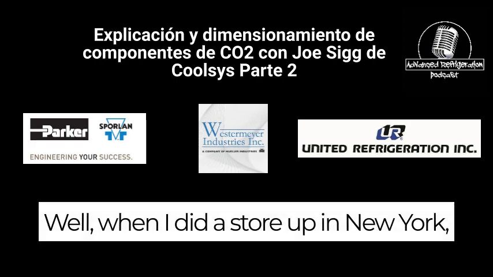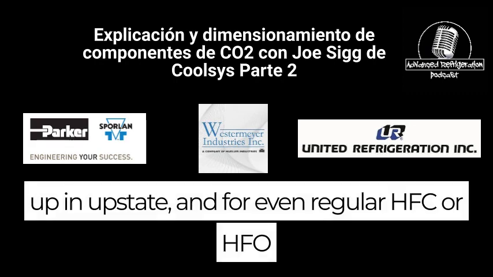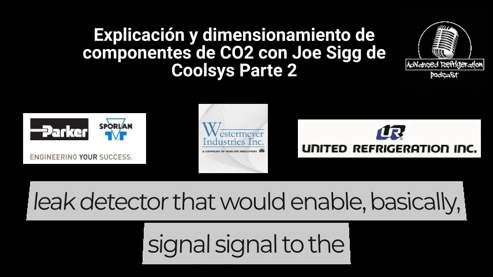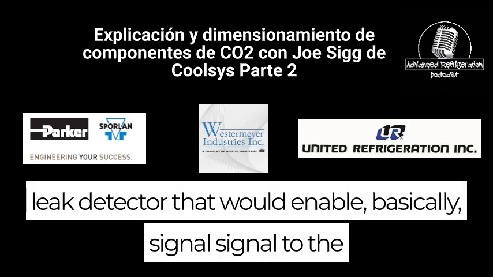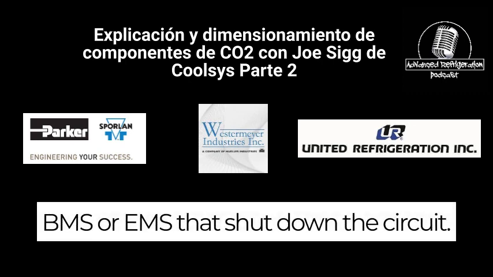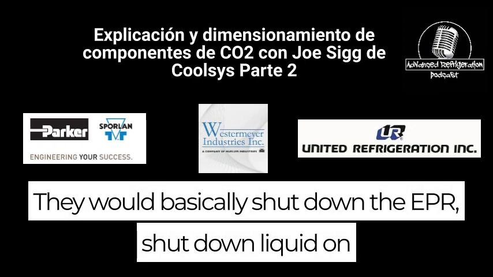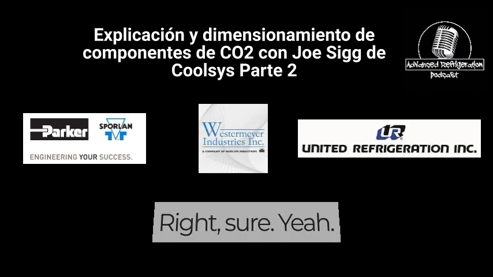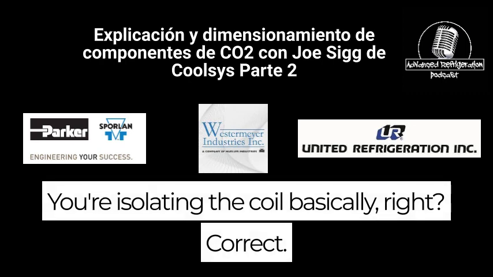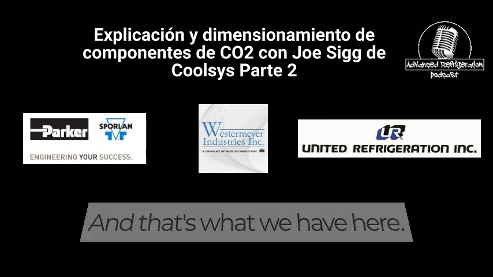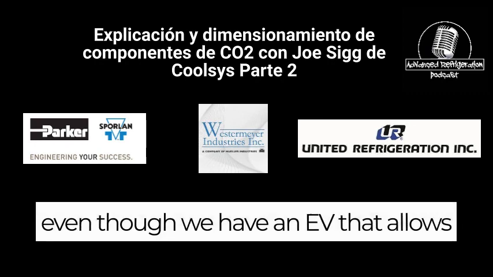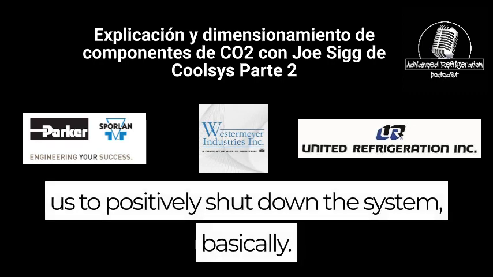When I did the store up in upstate New York, even for regular HFC or HFO refrigerants, they had to have a shutoff via the leak detector that would signal the BMS or EMS to shut down the circuit. They would shut down the EPR, shut down liquid on its own, with the hopes that it would stop leaking. You're isolating the coil, basically. Correct, and that's what we have here. You'll see we have a liquid line solenoid, even though we have an EEV, that allows us to positively shut down the system.